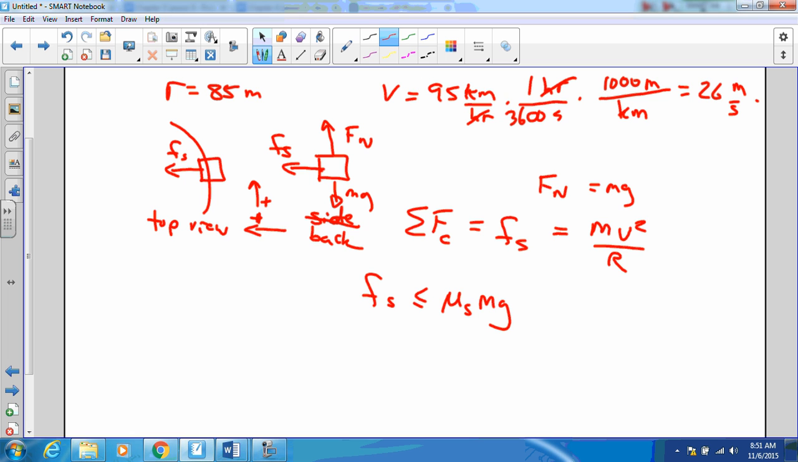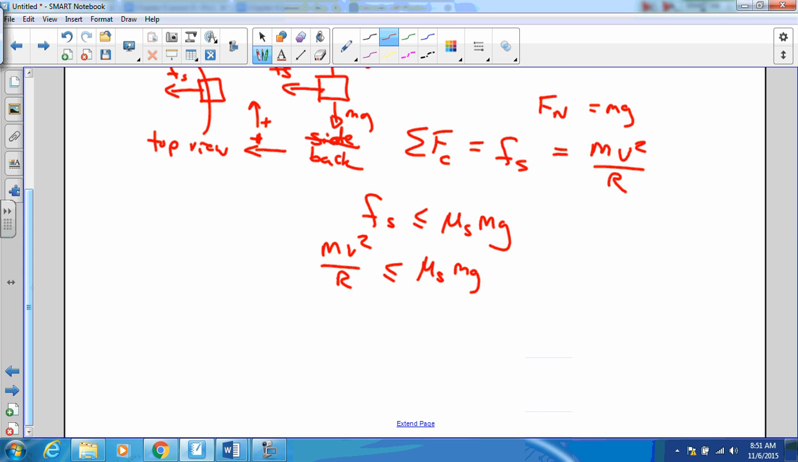How about, let's do it like this. We'll do it as a direct substitution. Since Fs is mv squared over r, then I can replace Fs with mv squared over r, and mv squared over r therefore must be less than or equal to mu_s times mg. How's that? That gives me a direct inequality. Now, do you see what I see? You guys know that. That's why they didn't give us the mass of the car.